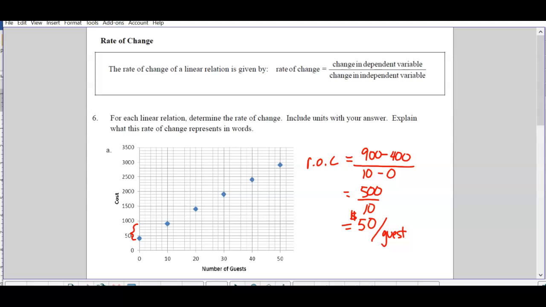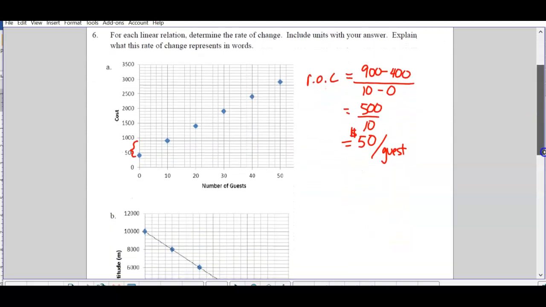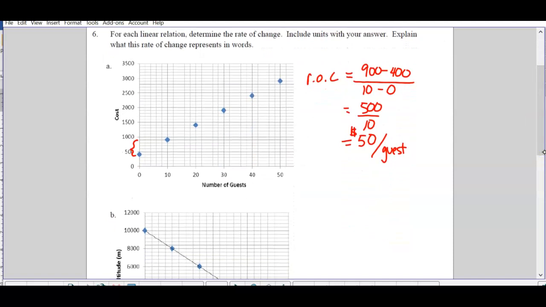And you can kind of tell then, for 0 guests it was 400. So that 400 would be your flat rate or your flat cost or base cost or deposit. And then $50 per guest. So this is the cost per guest.